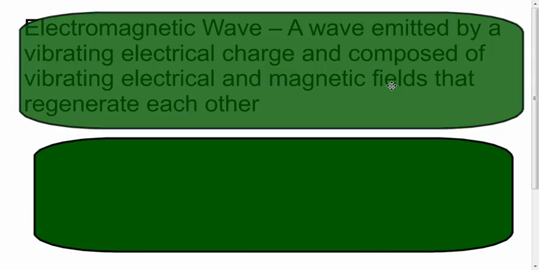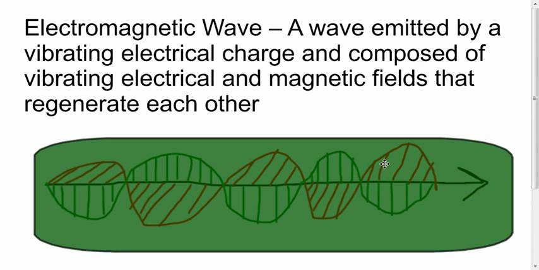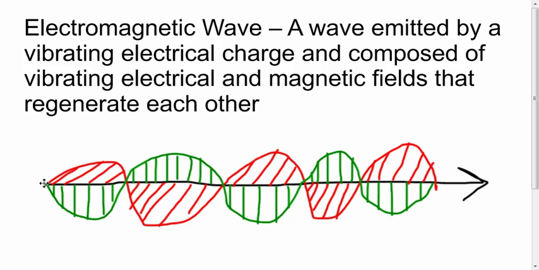Now, this spectrum is for electromagnetic waves. And what an electromagnetic wave is, it's a particle and a wave that, as it moves, generates an electric field and a magnetic field. Now, these fields are perpendicular to each other. So the green field is actually in the plane of the screen, and the red field is going back into the screen and coming out at you.